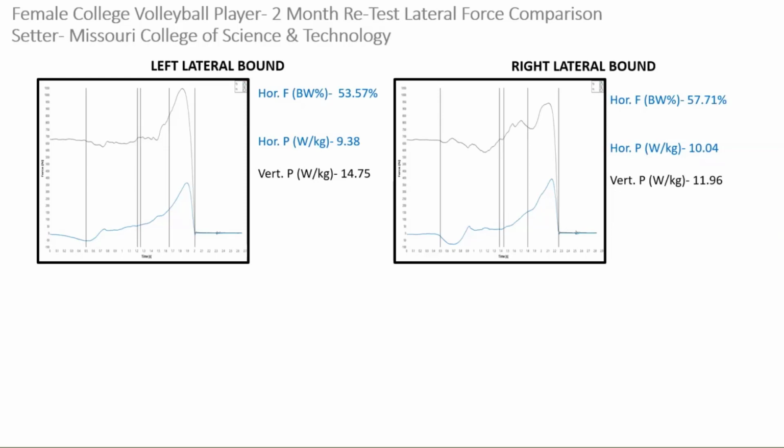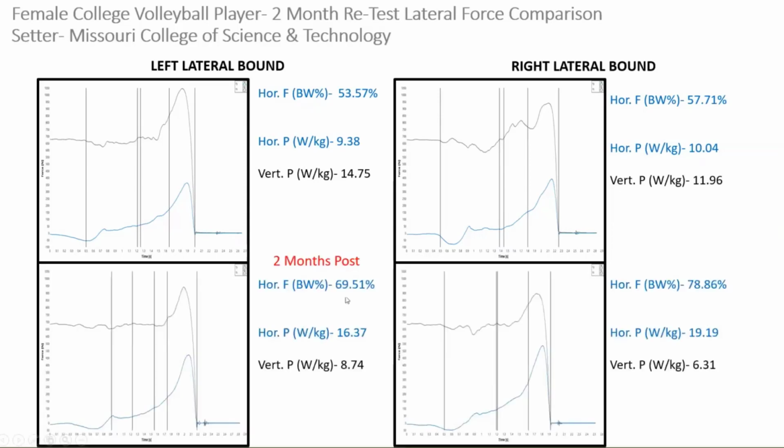She needs to be able to, as a setter in volleyball, you're the one that runs on the outside of the court. You're trying to assist your tall players in the middle to spike the ball. So you need to be able to cover ground in the lateral direction. So after 2 months of testing, this is where we got to. So increased horizontal force on each side, and then the power is obviously moving more in the horizontal direction.